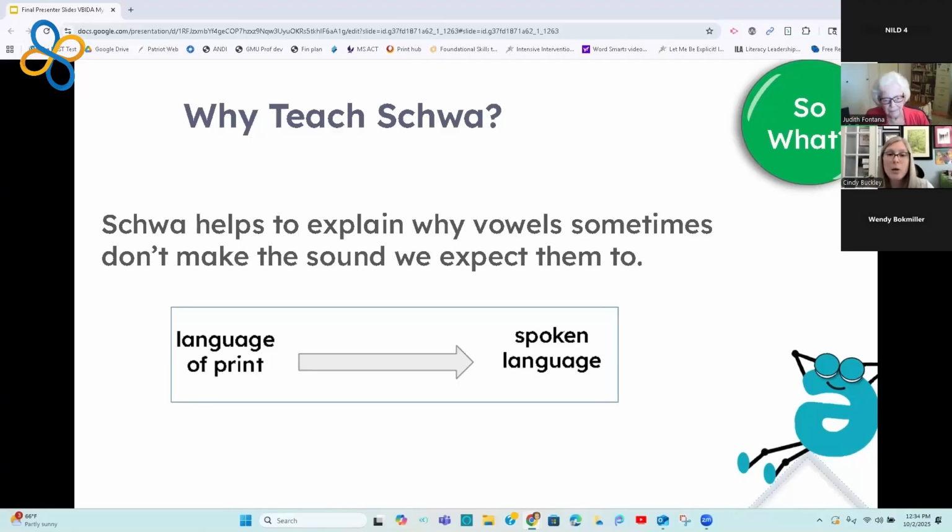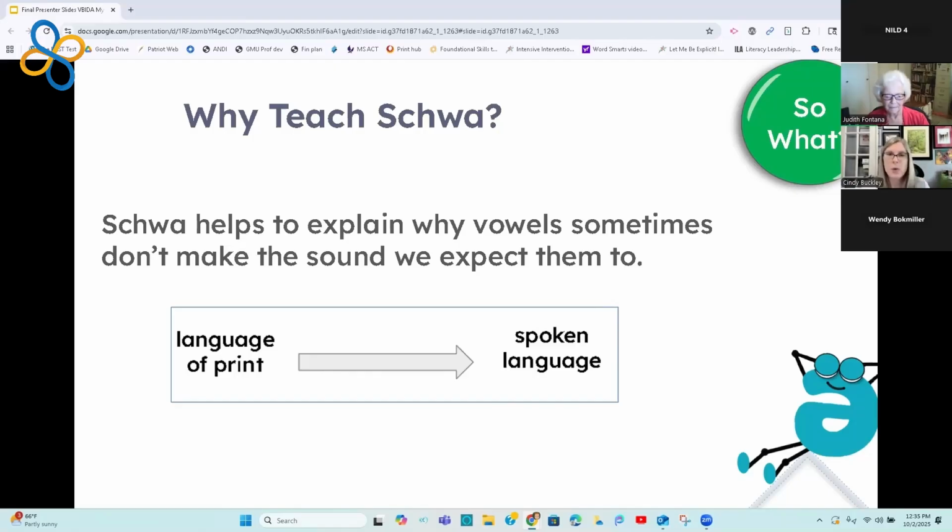Teaching schwa helps to explain why vowels sometimes do not make the sound we expect them to, rather than just saying, I don't know, English is crazy. And if you walk away with one thing from today, please remember this. Never tell students that English is crazy and unpredictable. That's the worst thing that kids should walk away with, because then they don't even want to try to learn it. If they feel like they're up against an impossible system, they won't attempt to learn.